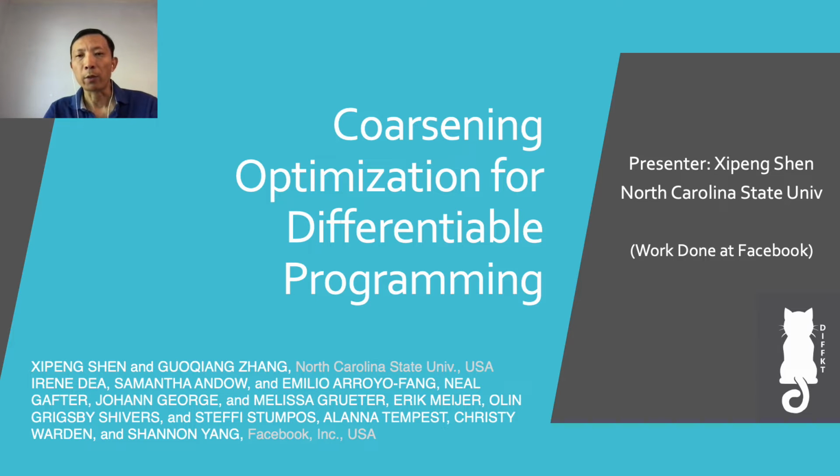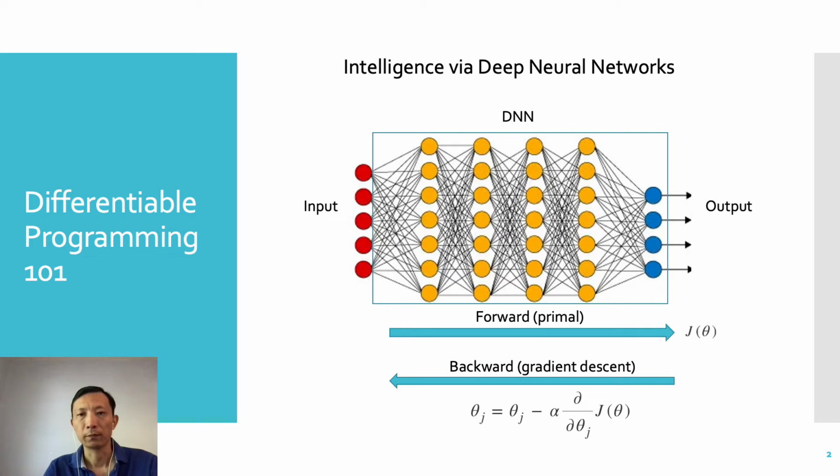In this talk, I'm going to present coarsening, a new way to do differentiable programming developed by Facebook, and explain how this method speeds up differentiable programming by more than 100 times. First, what is differentiable programming? It is essentially a generalized way to inject intelligence into modern software.